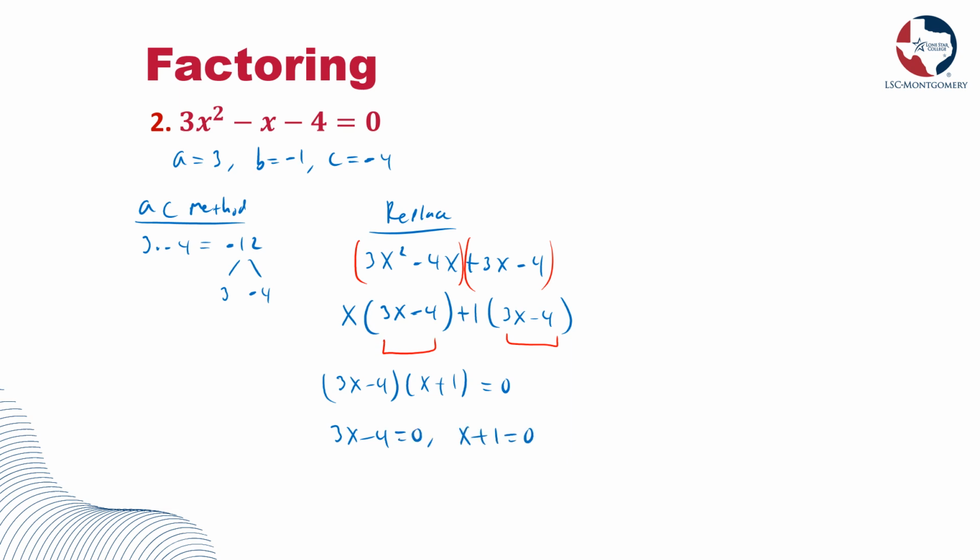So we add 4 over, 3x equals 4, and divide by 3, so x is equal to 4 over 3. And then over here, I subtract 1 over, so it gives us x equals negative 1. So that right there is our solution.